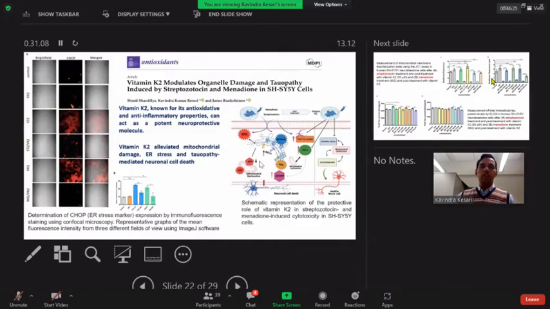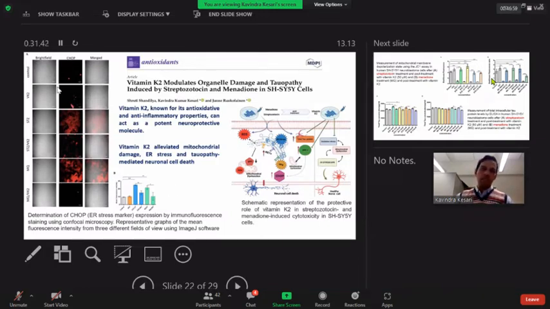And then this study is from my PhD student. She has just published a paper, and she did really nice work. She used vitamin K2 to treat the neuroblastoma cells against streptozotocin and melanoidin. These both compounds are free radical forming compounds, so they induce free radicals in the cells, and that's why we used vitamin K2 to check whether there is any blocking effect against these two compounds.